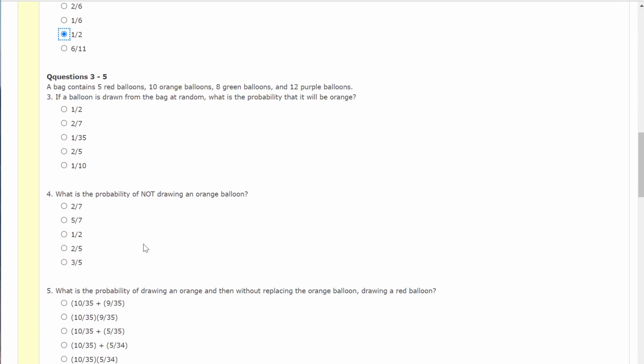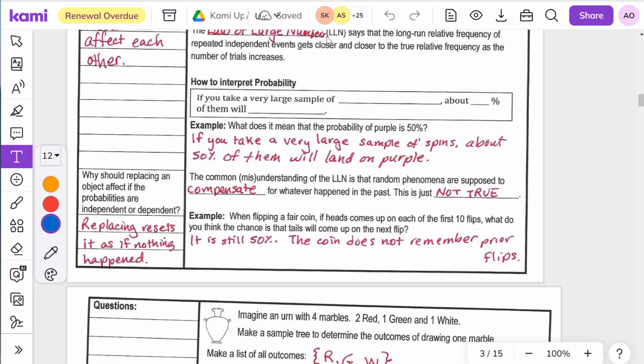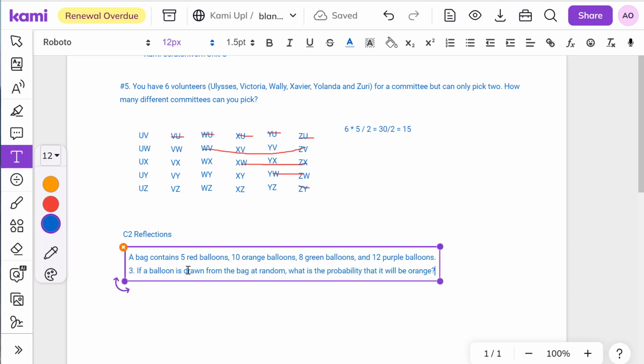A bag contains 5 red balloons, 10 orange, 8 green, and 12 blue. If a balloon is drawn from the bag, what is the probability it will be orange? So let's go ahead. I'm going to put this in our Cami. Whoops, not there. Here. So this is C2 Cami, C2 reflections. I don't get real fancy on these, I just paste them in.